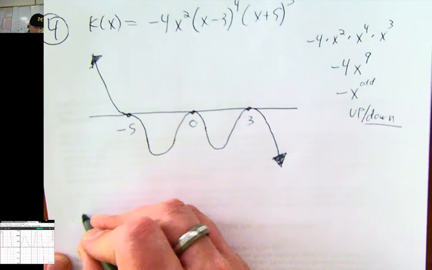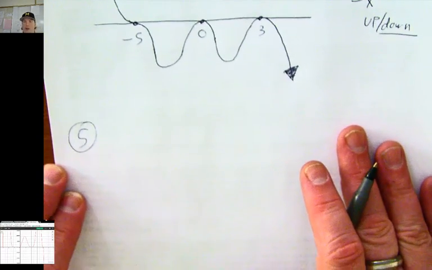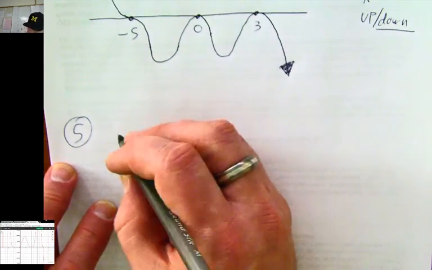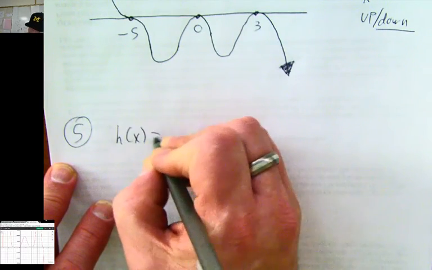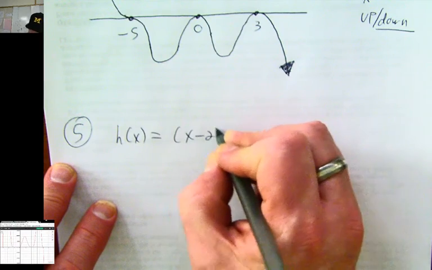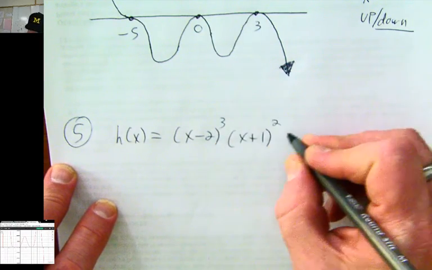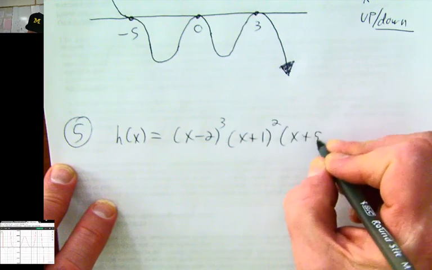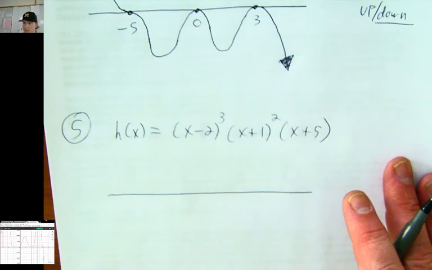All right. Example number 5. This is getting more and more fun. Wait till you get to example 6. Or should we get to, no, let's do this one too. H of x equals x minus 2 quantity cubed, x plus 1 quantity squared, and simply x plus 5. All right, I'm going to go quickly through this one. I'm really excited to get to example 6.